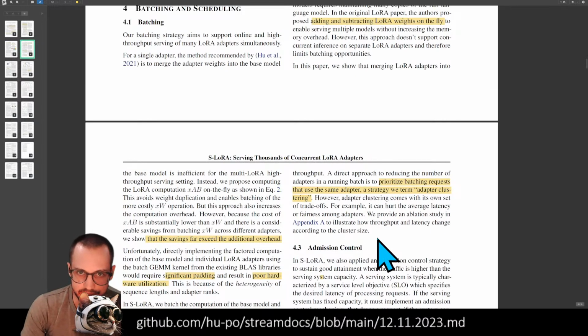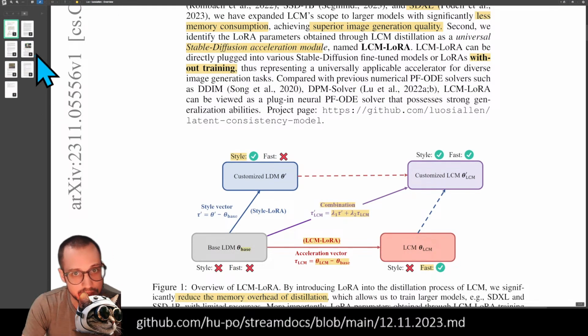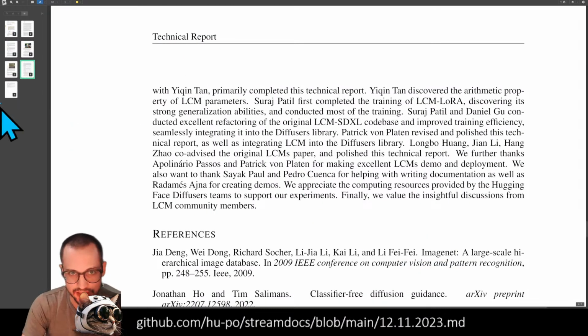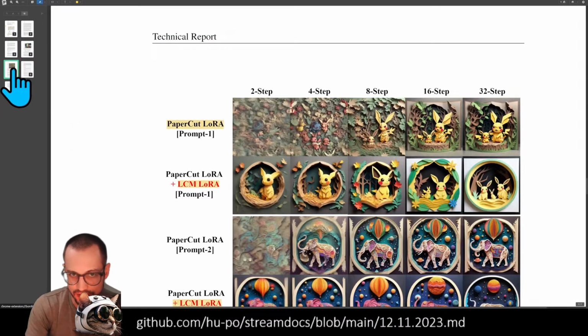A direct approach to reducing the number of adapters is to prioritize batching requests that use the same adapter, a strategy we term adapter clustering. Okay, so that obviously makes sense. If you have users that all want to use the same LoRA, a bunch of users that all want to use the same paper cut LoRA, you want to batch those requests together and then do that inference at the same time, right?